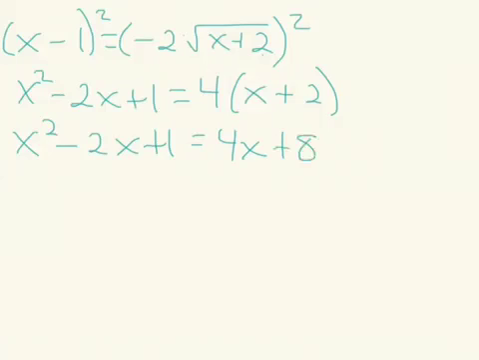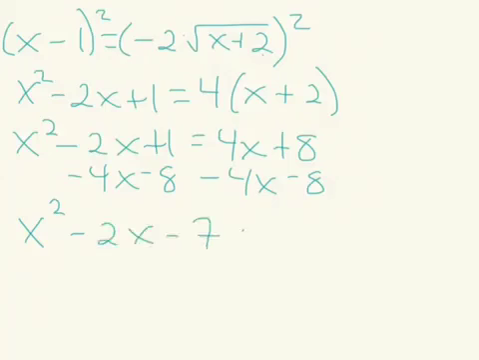Now we're going to distribute the 4 through there, so we've got x squared minus 2x plus 1 equals 4x plus 8. And this is a quadratic equation, so the best way to solve it is to get 0 on one side, and I really like that our x squared is currently positive, so I'm going to move the 4x to the other side and move that 8 to the other side by subtracting. So we'll have x squared minus 2x minus 7 equals 0.